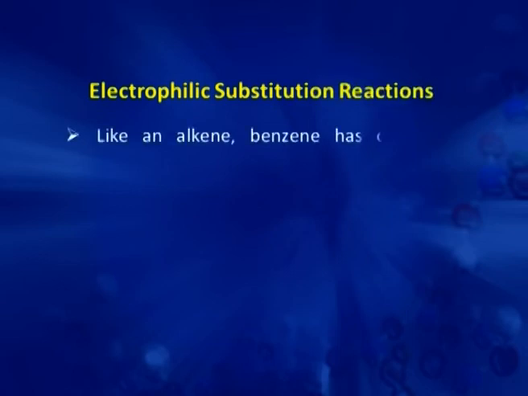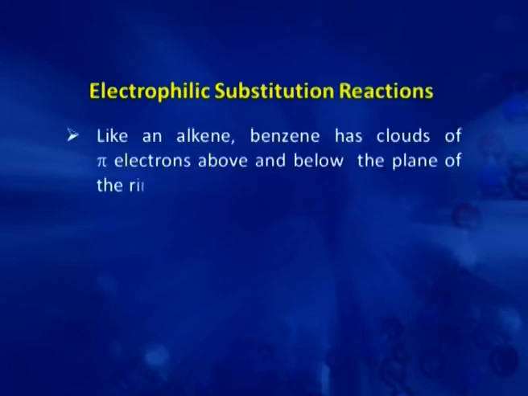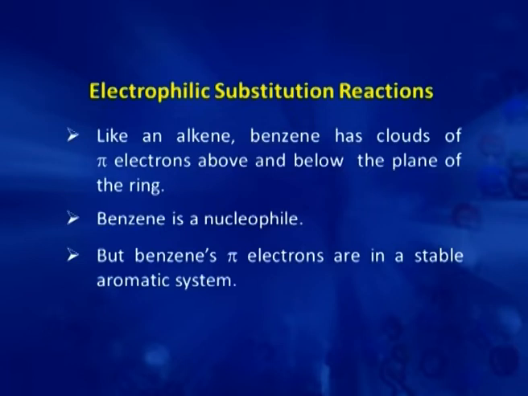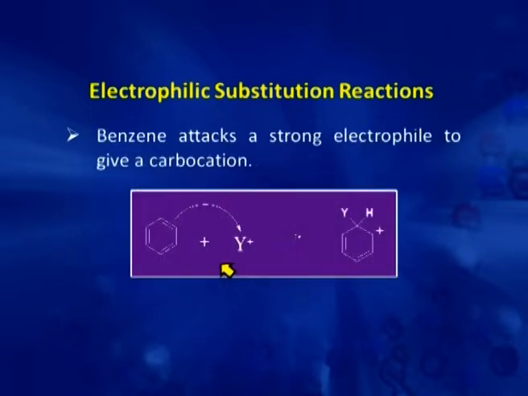Like alkene, benzene also has pi electron density above and below the plane of the ring. So, benzene reacts like a nucleophile, but the major difference between alkene and benzene is that in benzene the pi electrons are not localized, these are delocalized and form a stable aromatic system. Now, we look again into the reaction. Benzene acts as a nucleophile and it attacks this electrophile and gives the intermediate carbocation.